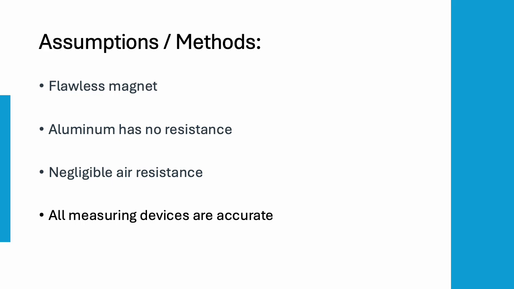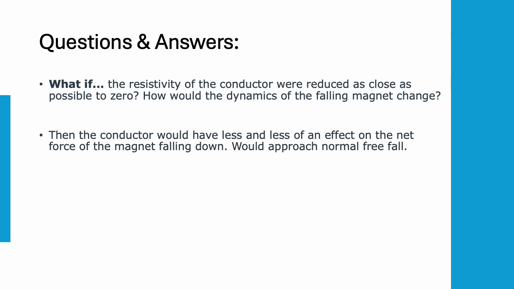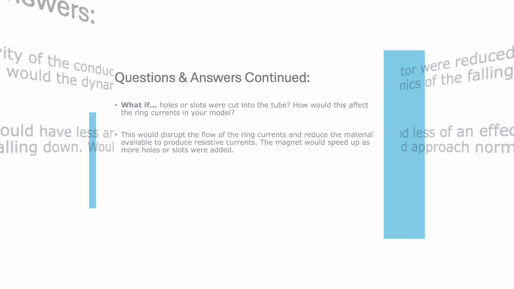Questions and answers. Some assumptions I made during this lab was that the magnet was flawless, the aluminum had no resistance, there was negligible air resistance, and that all the measuring devices were accurate. So to answer the first what if question, if the resistivity of the conductor was reduced, then the resistive force would decrease as well, and so the magnet would fall faster and approach falling normally in free fall due to gravity.